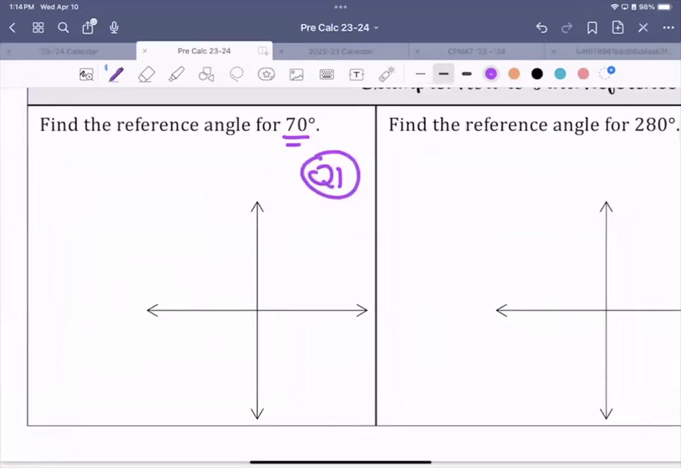I'm going to go ahead and draw it. So I put my vertex, my initial side. I know straight up and down here is 90. I know halfway is 45. I know 2/3 of the way is 60. So it's going to be a little bigger than 60. So I'm going to go like right there.